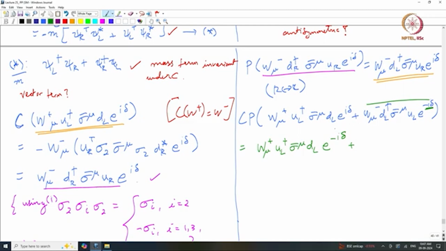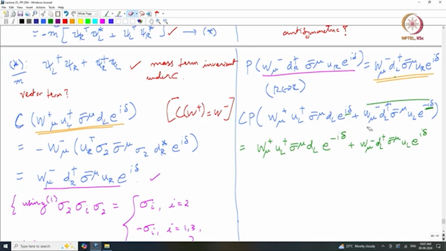And similarly, let me just be clear, this is that, and then this term is going to transform as W mu minus DL dagger sigma bar mu UL. That is what we saw here, right? When you started with the UL dagger you ended up with DL dagger, UL e power plus i delta. This became a plus. So it is clear, right? To avoid clutter I am going to remove these arrows.